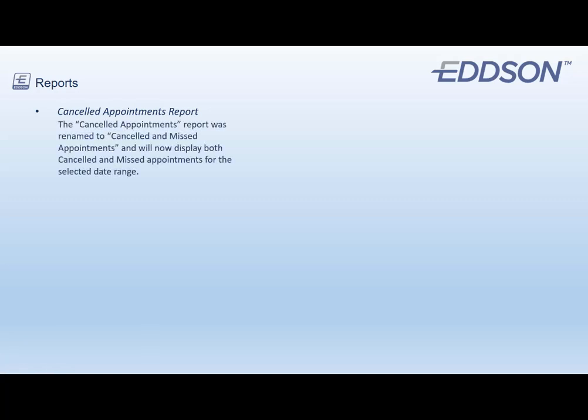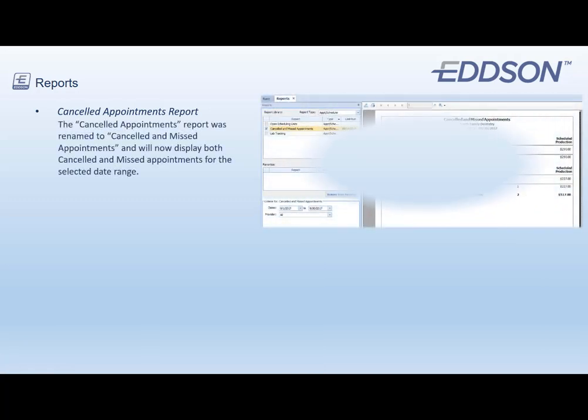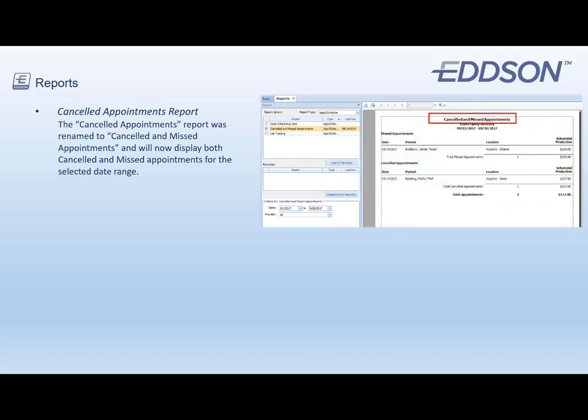Several report revisions were made in this update as well, the first of which being the Canceled Appointments report. This report was renamed to the Canceled and Missed Appointments. The report was updated and now includes not only canceled appointments but missed appointments, subtotaled by type and then totaled at the end. We've also added the additional criteria of provider that allows this report to be generated for a specific provider.